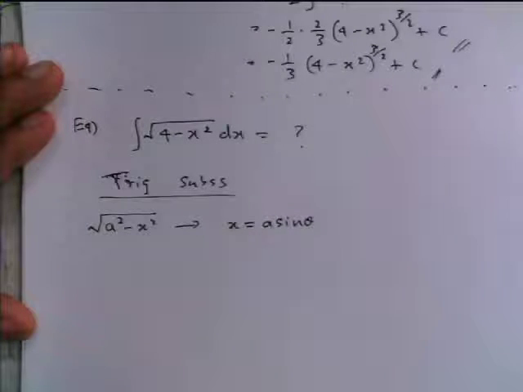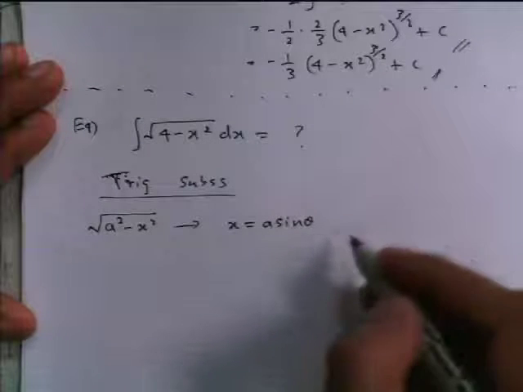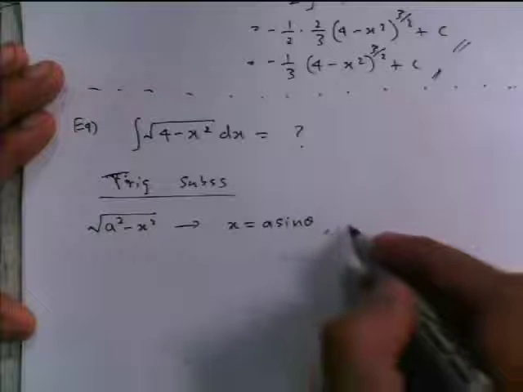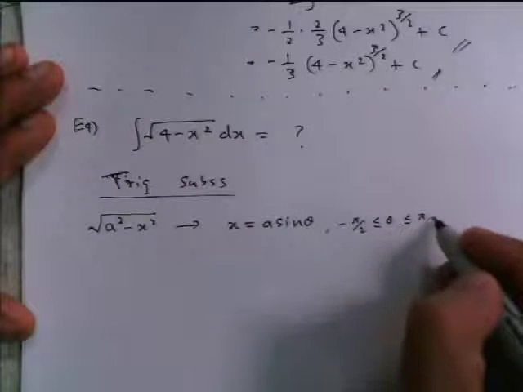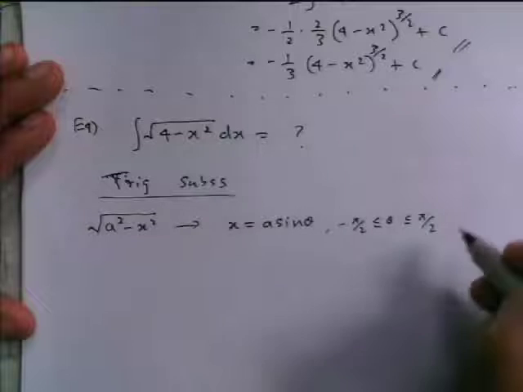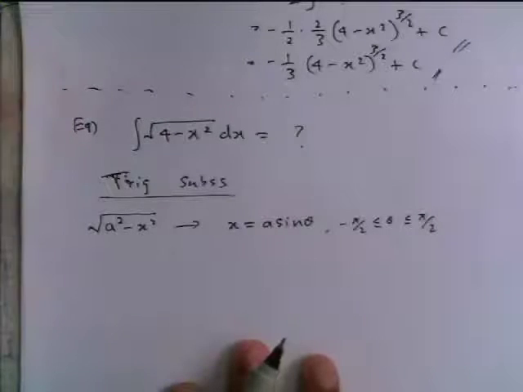That's the substitution. And here, theta is in between negative pi by 2 and pi by 2. That's where cosine is positive. And right after we use the substitution, see what happened. See what happened if we use the substitution.